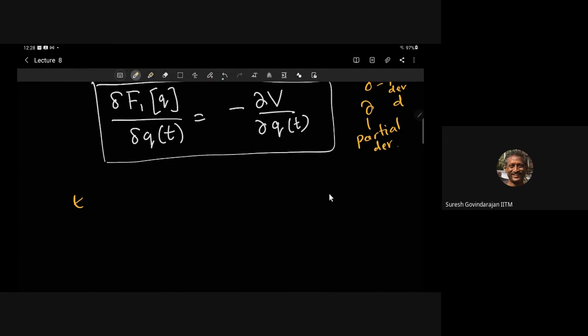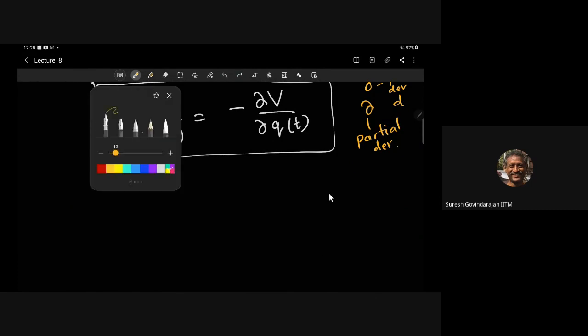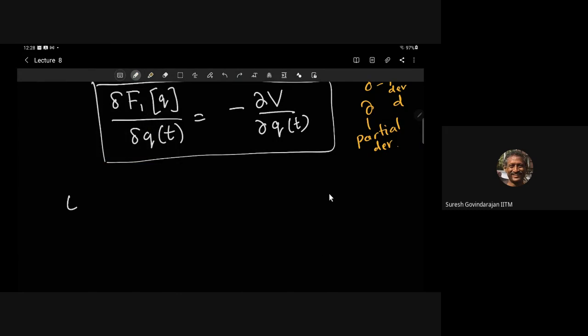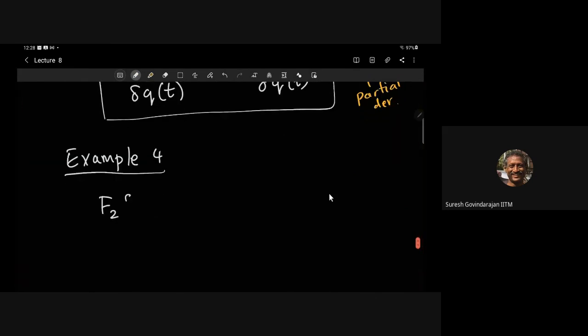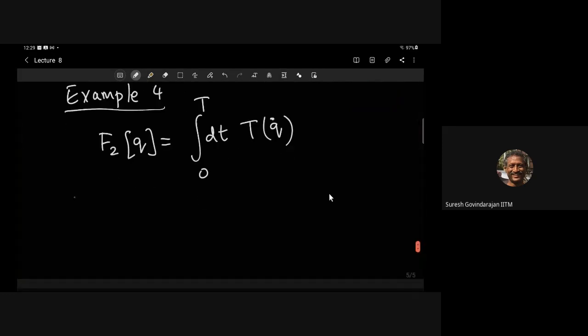Example 4. We are building up to something, and you can see I'm increasing the complexity also. Now, T is some function which is only a function of q dot. It's not a function of q. So we want to work out what this is. Let's do this again. It is nothing, you just have to sit with the formula and do it.